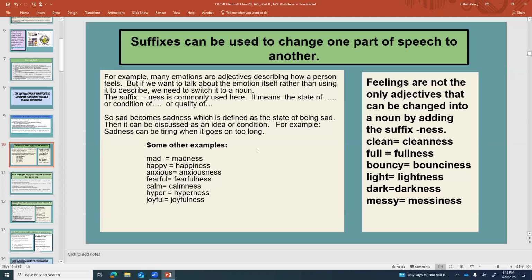And then you can discuss it as an idea or condition, like sadness can be tiring when it goes on for too long. Some other examples of feelings that work that way: mad becomes madness, happy becomes happiness, anxious, anxiousness, fearful, fearfulness, calm, calmness, hyper, hyperness, joyful, joyfulness. Feelings are not the only adjectives that can be changed into a noun by adding the suffix -ness. Clean can become cleanness, full, fullness, bouncy, bounciness, light, lightness, dark, darkness, messy, messiness. Okay.